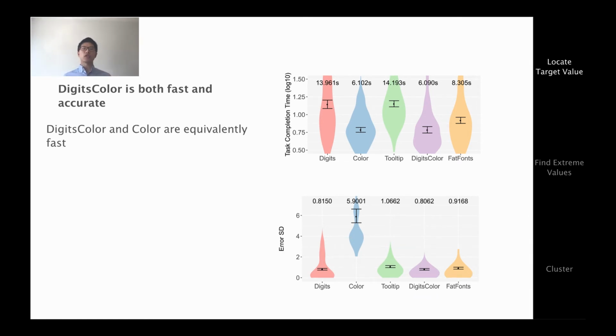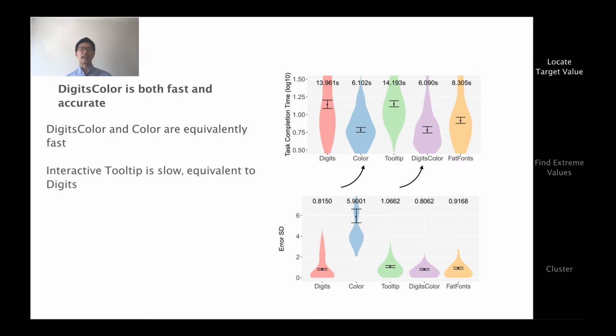What I also find is that DigitsColor and color are equivalently fast. As you can see from here, this is interesting because it might suggest that overlaying the digits on top of color does not really interfere with the initial search.